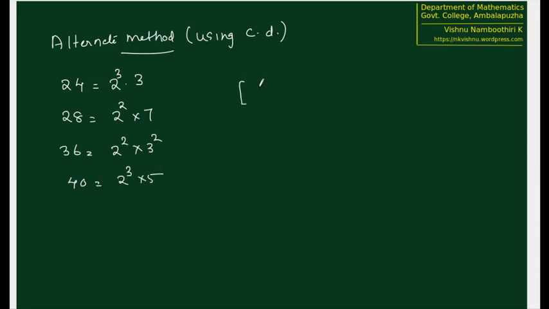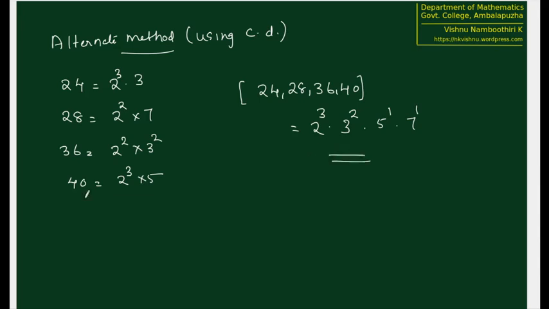Therefore for the LCM of 24, 28, 36, 40, we need to take the maximum of the prime powers appearing in each. The least prime is 2. What is the largest power? 3, 2, 2, 3. So 2 to the power 3. Next prime appearing is 3, and 3 has 3 to the power 1 and 3 to the power 2, so the largest is 3 square. Next is 5, which appears only in one of the numbers, so 5 to the power 1. Next is 7, which also appears only once, so 7 to the power 1. If you multiply, we will get the LCM.